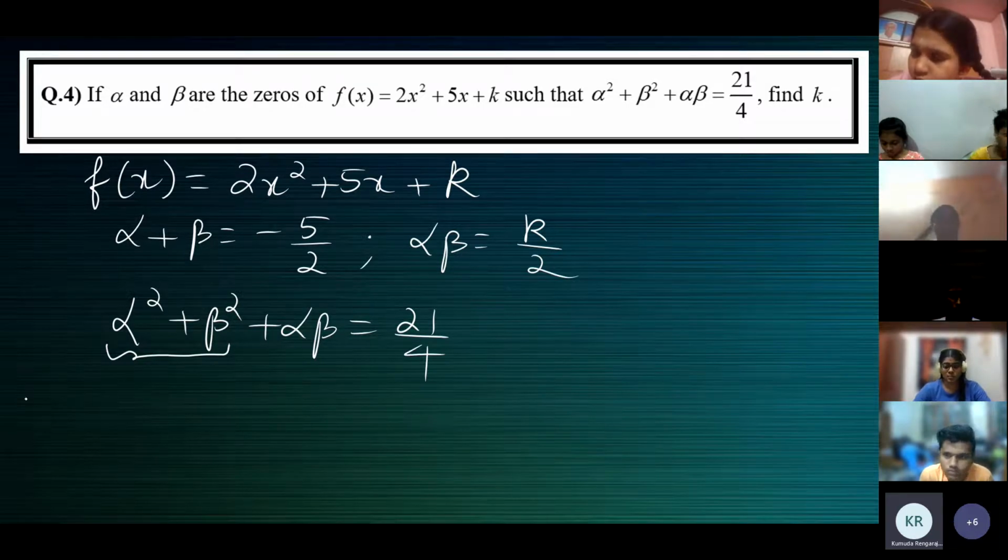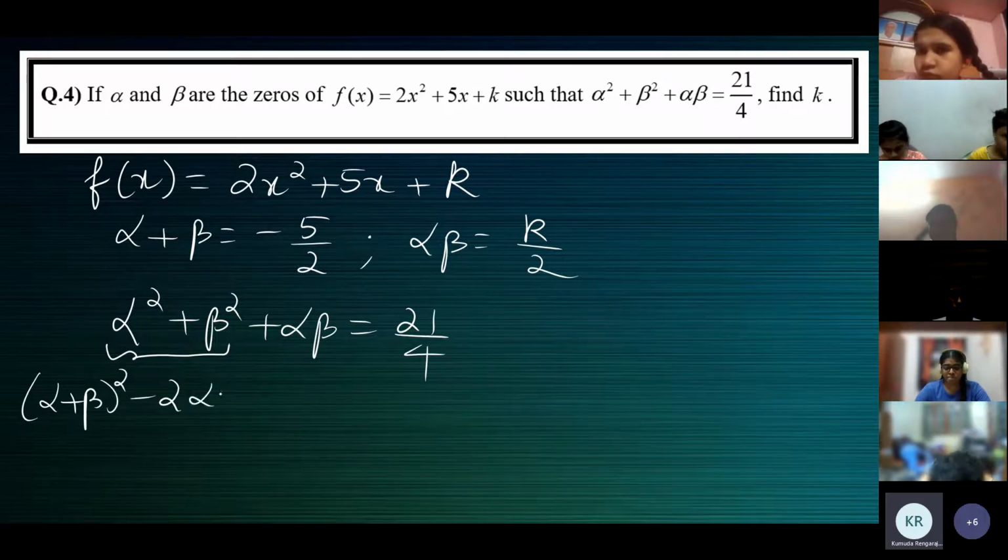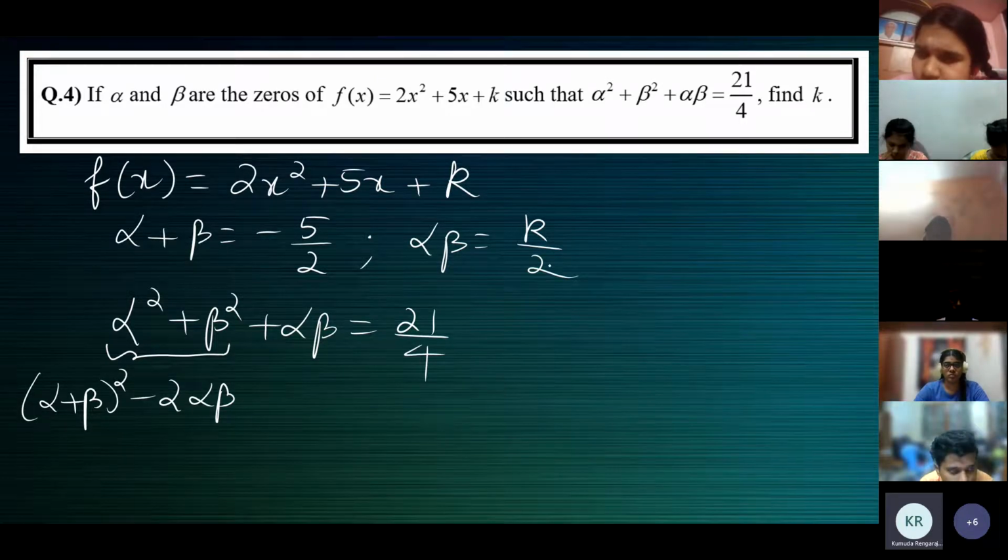a square plus b square is a plus b the whole square minus 2ab. Why do we write it like this? Because we've got alpha plus beta whose value is minus 5 by 2, and alpha beta whose value is k by 2. Now you can substitute for everything, solve the equation and find the value of k.